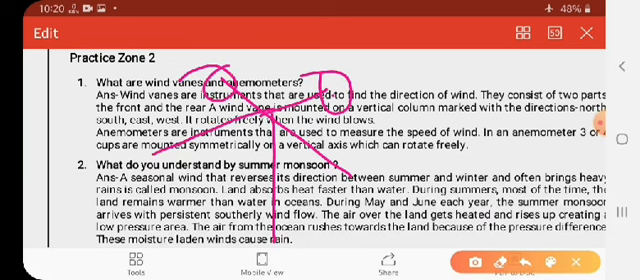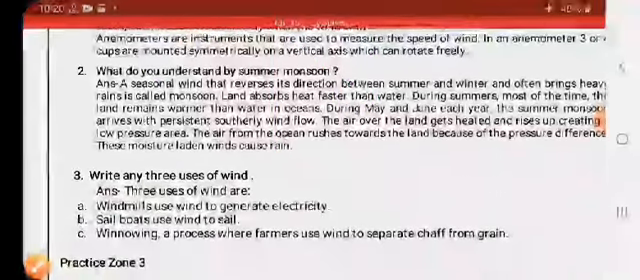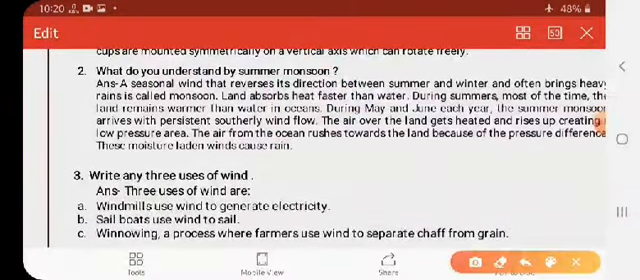These cups start rotating when the wind blows, and the number of rotations of these cups per unit time tells us the speed of the wind. Clear? Next comes, what do you understand by the summer monsoons? What are the summer monsoons, beta? These are the winds which blow from ocean towards the land.